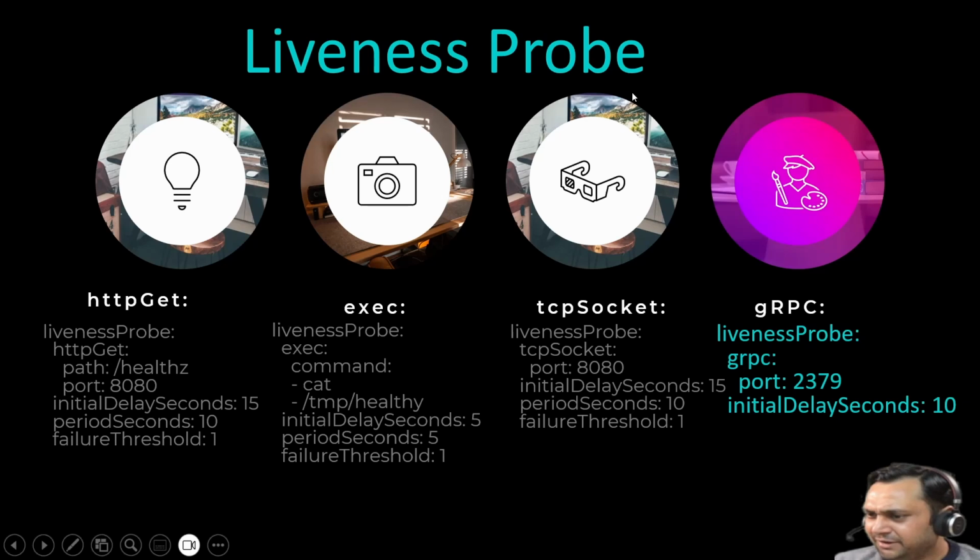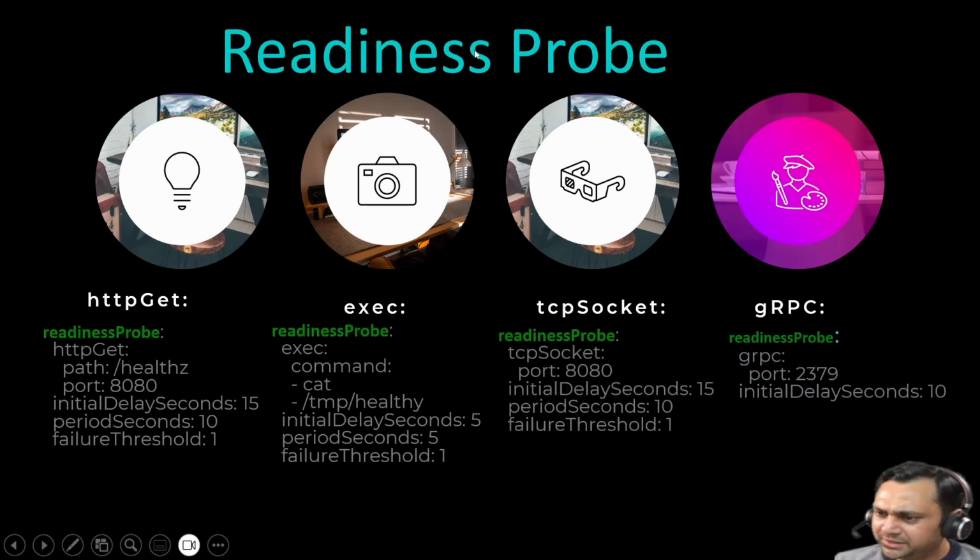This is for liveness probes. So these are the four key parameters that we can use. For readiness, again, all these are the same. But in this scenario, it is not going to restart the container, but it will block the traffic until it gets healthy. All parameters are the same except readiness here.